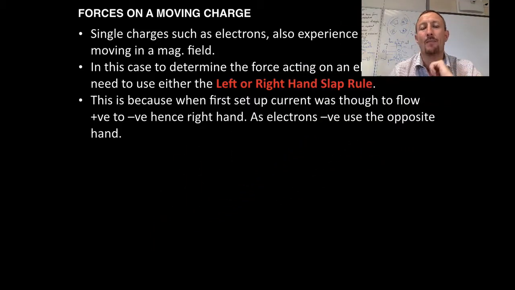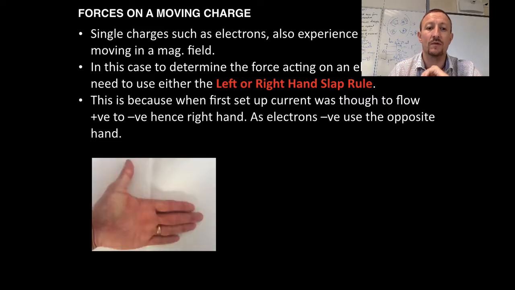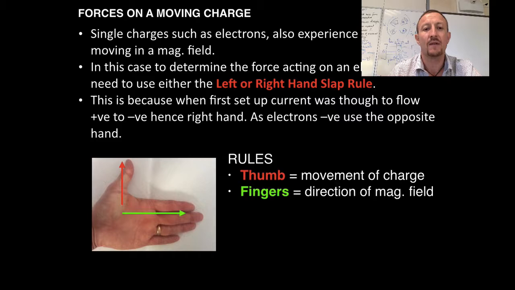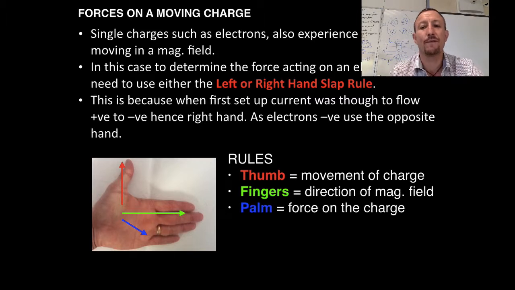Now let's just recap on what the slap rules work on. So there's my hand, and basically this is how it works. The thumb in this case is going to be the direction of movement of the charge. The fingers are going to point in the static direction of the magnetic field of the magnet. And finally, the palm is going to be the force on the charge. So your thumb is your movement of your charge, your fingers are the direction of the magnetic field, and your palm will be the force that's applied.